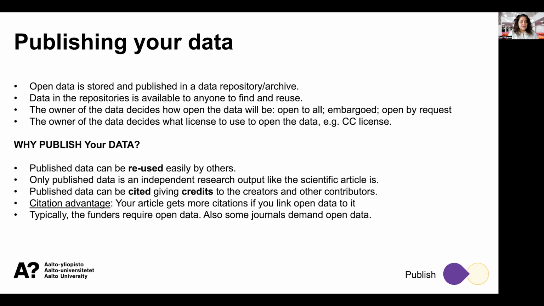Once you've published your data set and it has its DOI, it can be cited by others, giving credit to you and the other contributors. There's a definite citation advantage: your article gets more citations if you link open data to it. If you are publishing in a journal that has a data availability statement, you can add the information about the data there to link it to the repository. And typically, funders also require open data, and some journals as well. So where can you do this then?